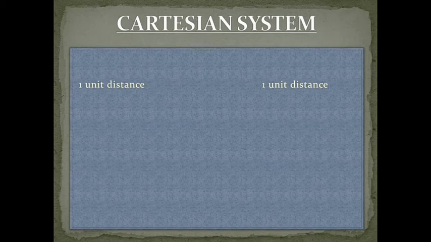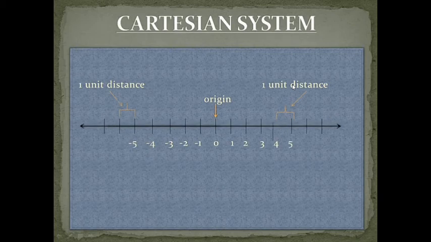So we know that in a number line, when we are putting the position of the point, the distance between them will be equal. So the distance between them will be 1 unit, and the point from which the distances are marked is called the origin. So this is how the number line is.